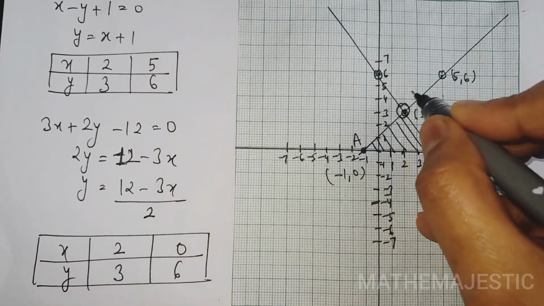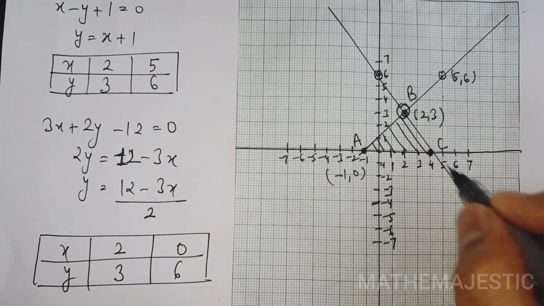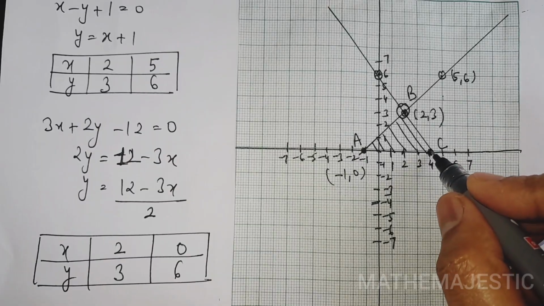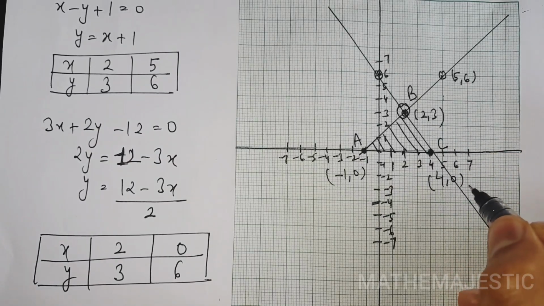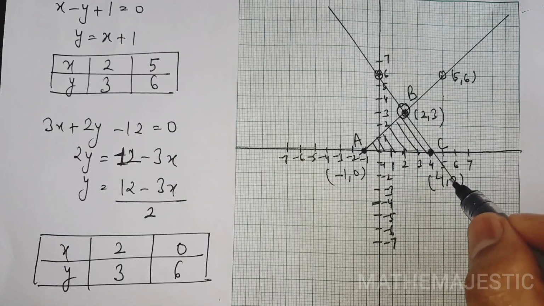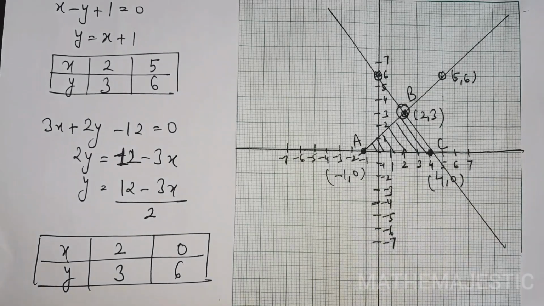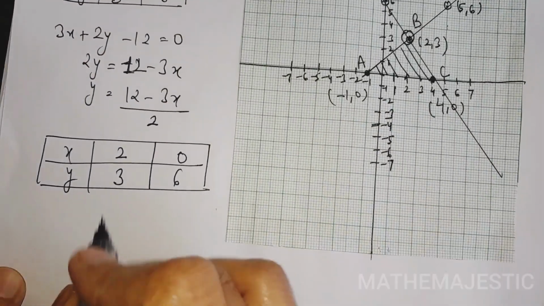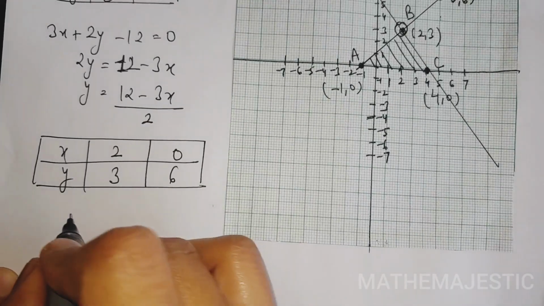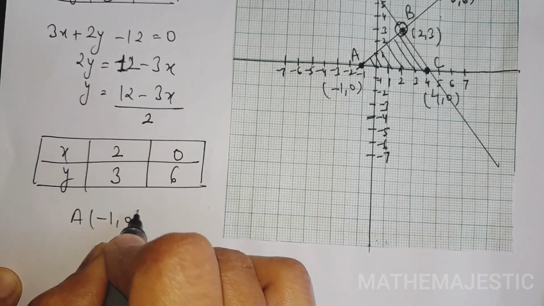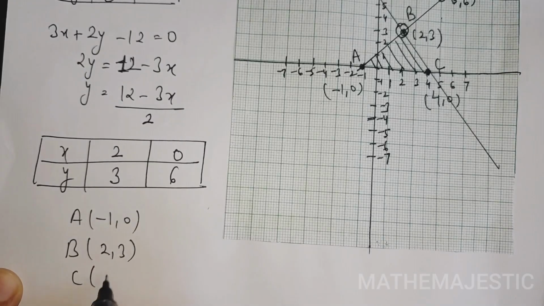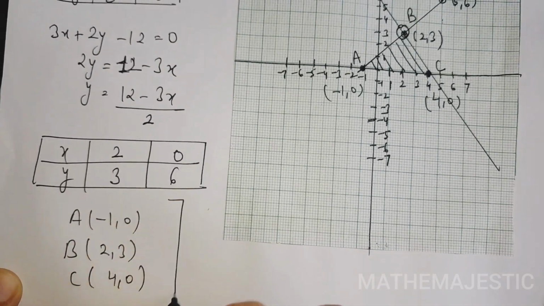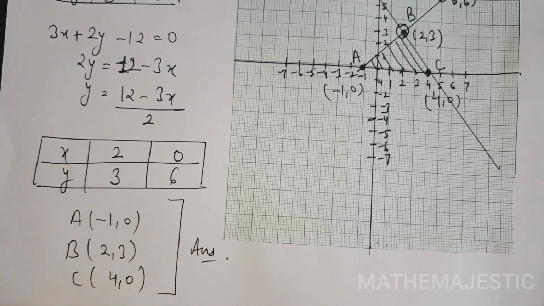Suppose this is the triangle A, B and C. This point is passing through 4, x is 4, and because it is lying on the x-axis, y is 0. So this third coordinate C is 4, 0. So our answer is point A of the triangle is -1, 0. Point B is 2, 3, and the third coordinate is 4, 0. This is our answer. We have to find the coordinates and shade the region.